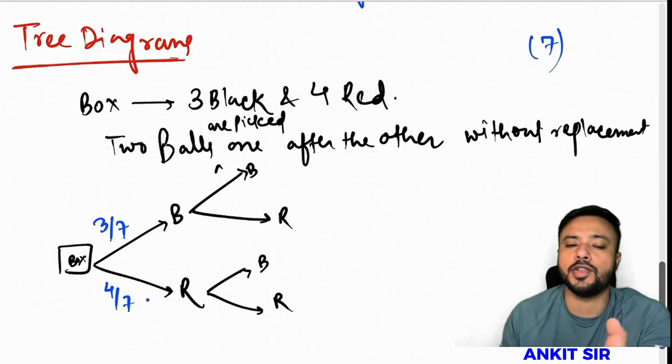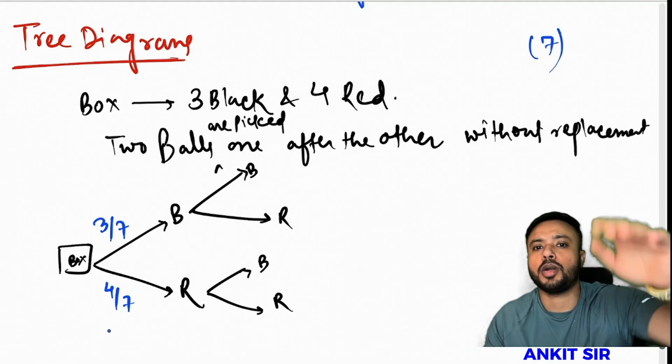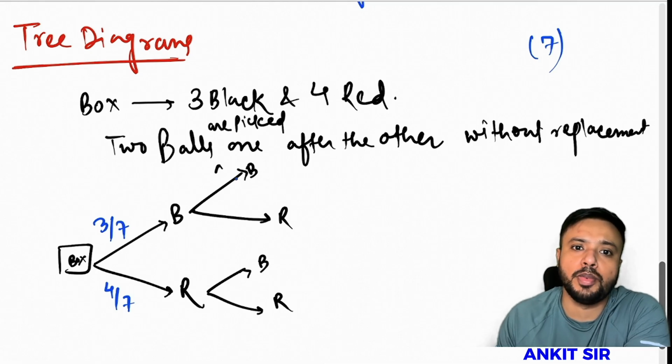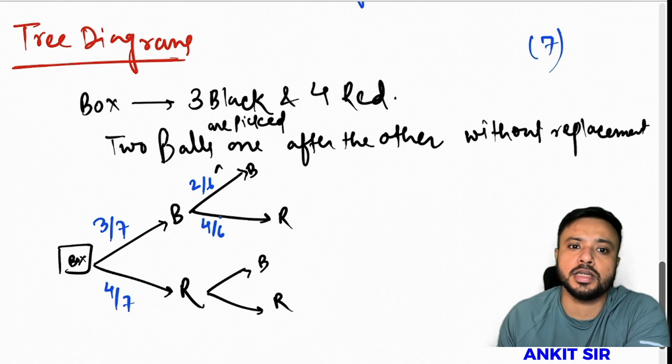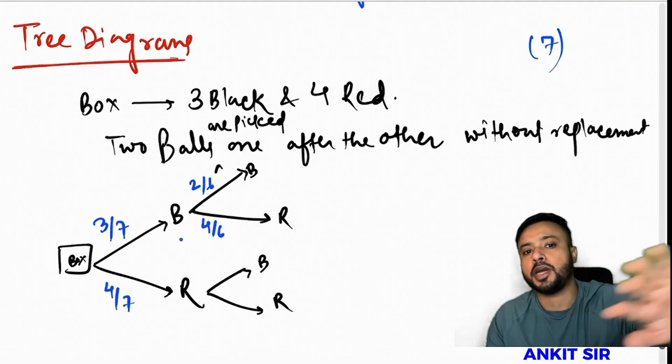Now since we are doing it without replacement, that means whatever ball you get in the first pick, you have to keep it aside. You don't have to put it back again in the bag. So to figure out the probability of a black ball in the second pick, it's going to be 2 by 6 because one black ball has already been picked in the first branch. Now for this branch, the red ball has not changed, so it's going to be 4 by 6. Why by 6? Because overall one ball inside the bag has decreased because we have kept it aside.